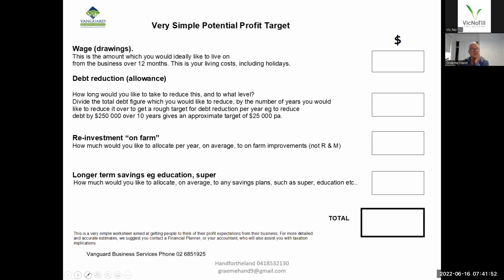So just a profit target, what wages, what debt, what reinvestment, what longer term savings. So you actually get an idea of what profit you actually need to run the business. Very simple stuff, but it's usually a bigger number than what people imagine. I like to mess with people because on most properties they find it's well and truly over what they're currently doing. So they don't have the money coming in for the long-term savings or the debt reduction.